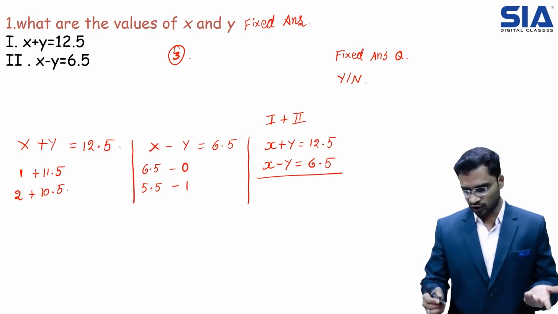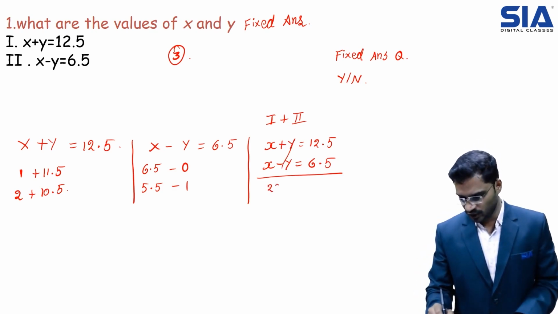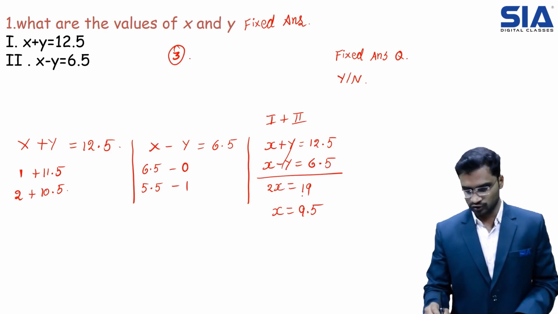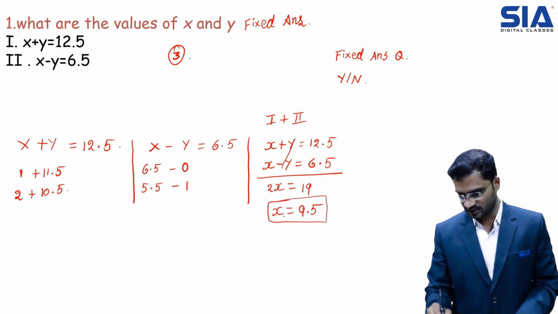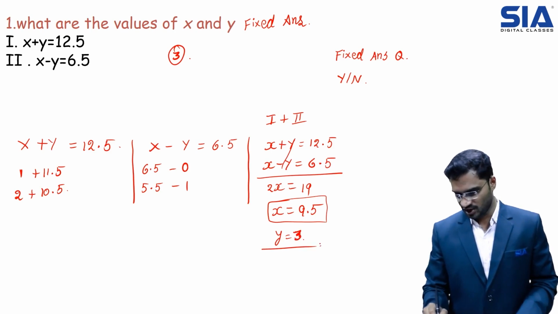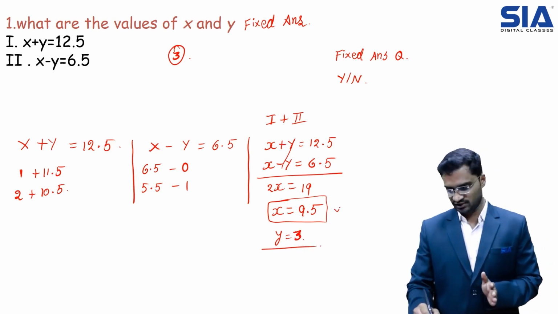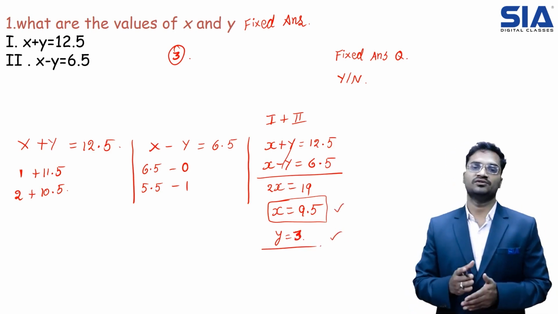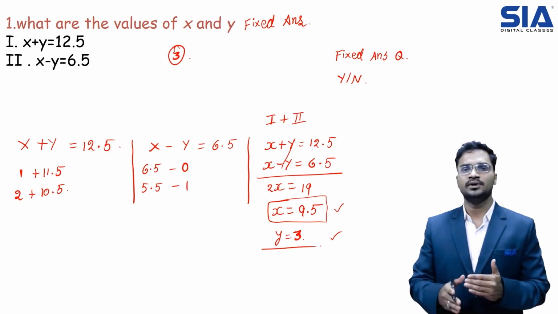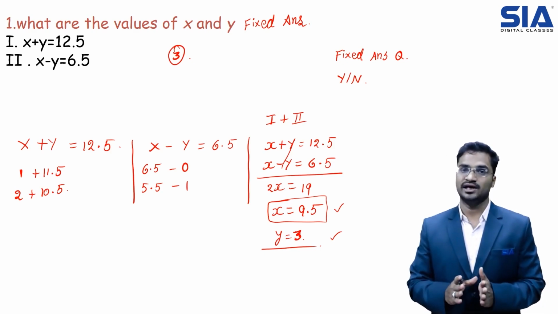So let us cross verify this. Here 2x is equal to 19. Then the value of x is 9.5. So here I am getting a value of x. From this I can tell what the y value is. The y value is 3. So here x and y values are fixed. After using the first and second statements, I am reaching my answer. So our answer is option 3.